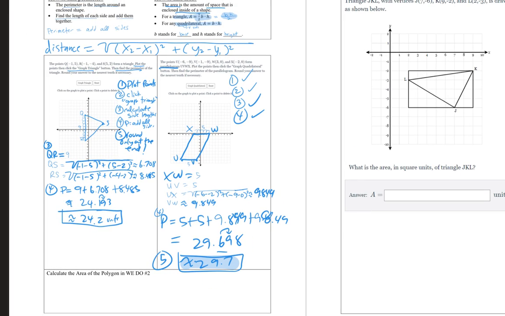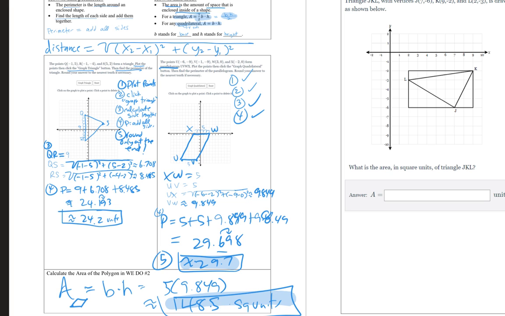So we said the area of a parallelogram is equal to base times height, right? So that's going to be equal to 5 times 9.849. So that's going to be approximately 148.5 square units.